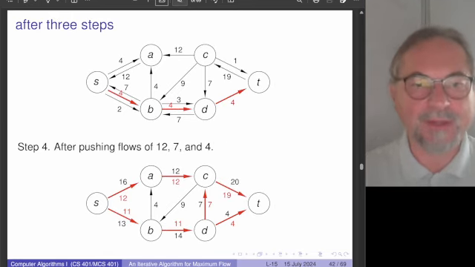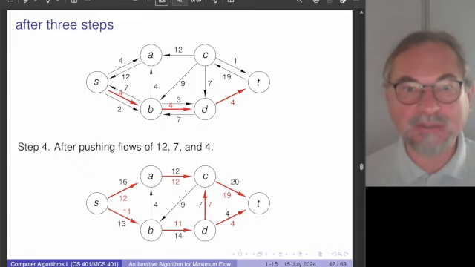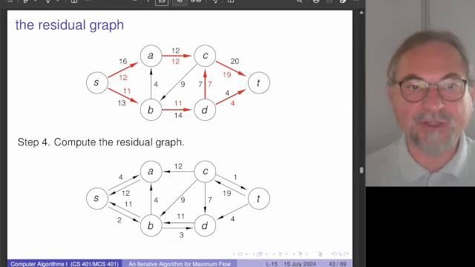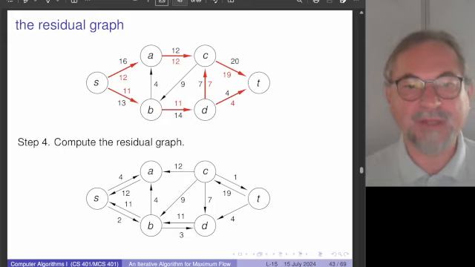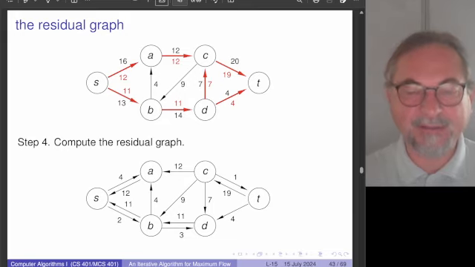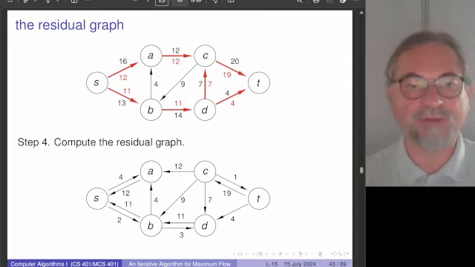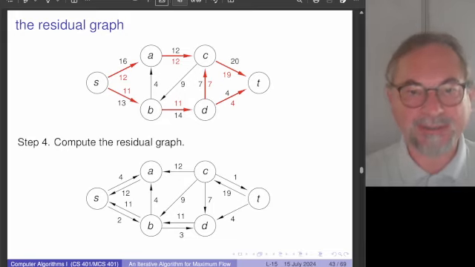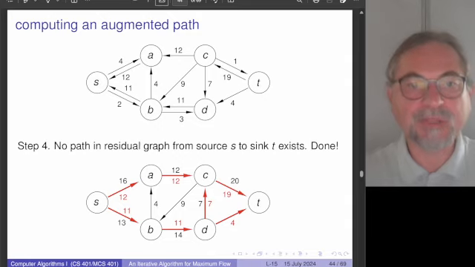Are we there yet? Well, it looks like it, but we have to do this systematically, and that happens by constructing the residual graph. So here we have the residual graph, by adding the backward arrows, allowing for redirection of the flow. And now the question is, can we still find a path from source to sink, allowing for additional flow? Let's look at this.